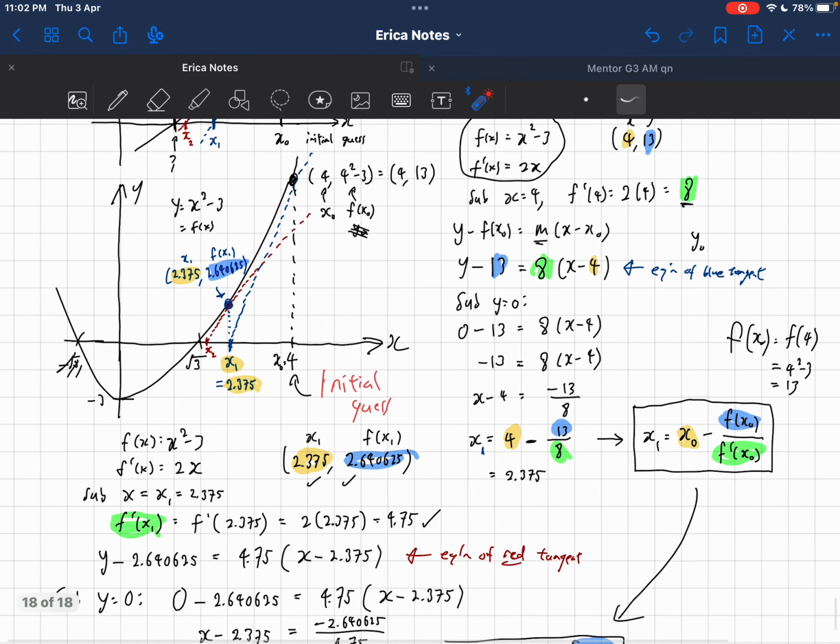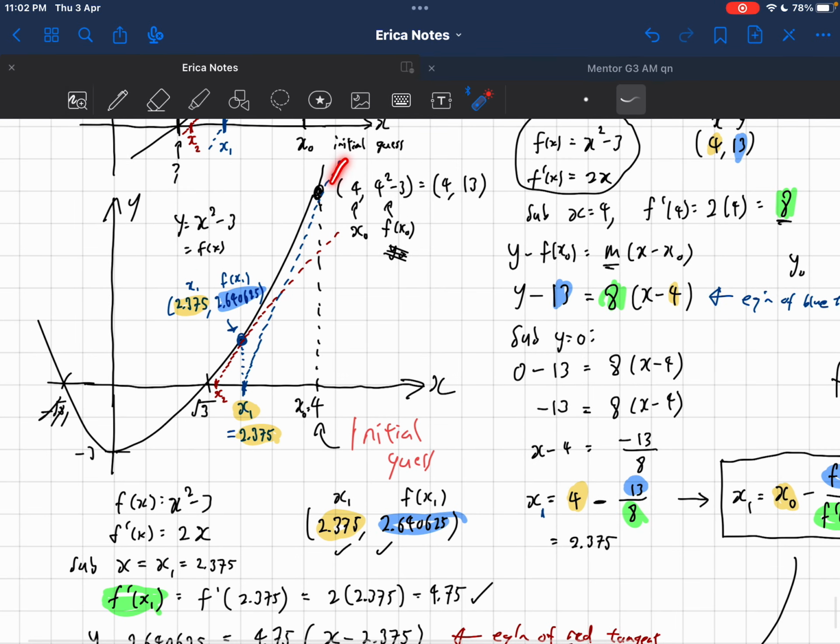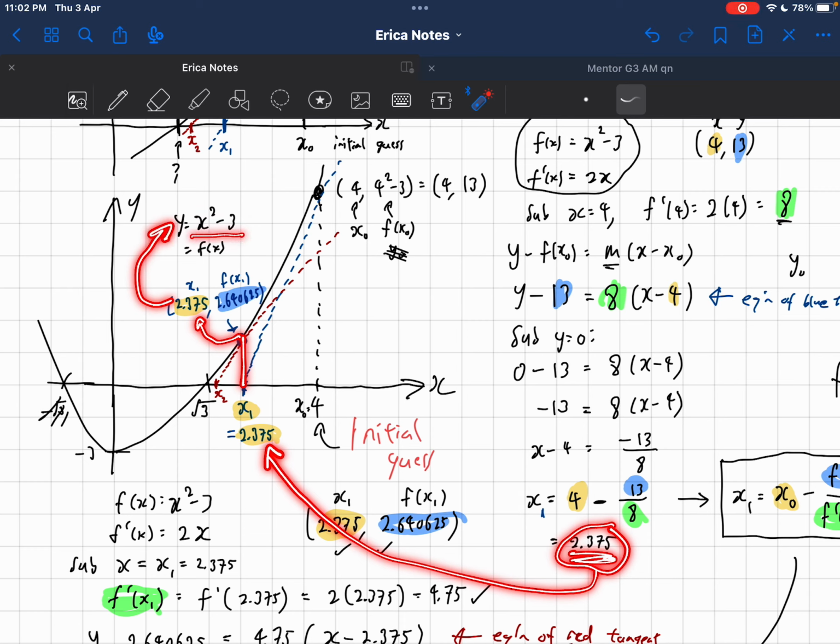Now we continue. We got our first tangent line, we got our first x-intercept. What do you do next? You go up again, you hit the curve at this point. How do you get this point? If you type in the calculator 4 minus 13/8, you get 2.375. So that's your x1. Then, if you have x equal to 2.375, how do you find the y? You have to sub into the formula here, y equals x squared minus 3, or f of x. So you'll get 2.460625. So this is x1, this is f of x1.